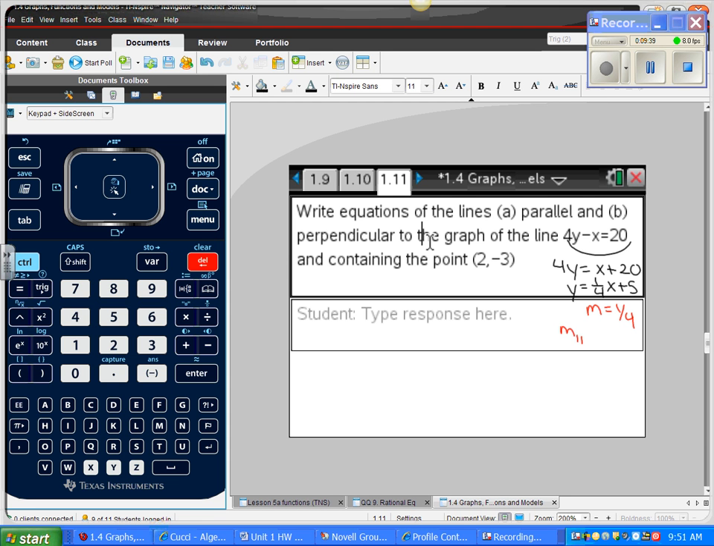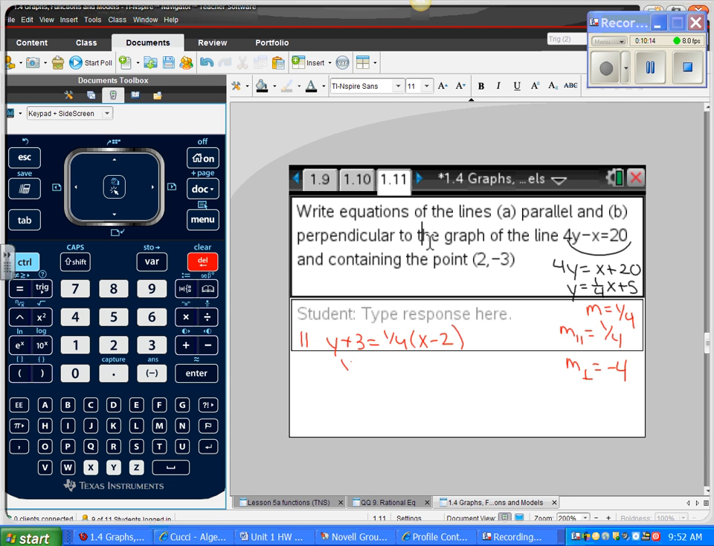So we need the slope for a parallel and the slope for a perpendicular. We know the slope for parallel is going to be the same. Perpendicular is going to be the negative reciprocal. So the reciprocal is going to be 4 and then negative. Okay, so we've got our parallel and our perpendicular. We've got the slope and we've got a point, which tells us we have to use point-slope form. So let's do parallel first. We have y minus y1 equals m times x minus x1.